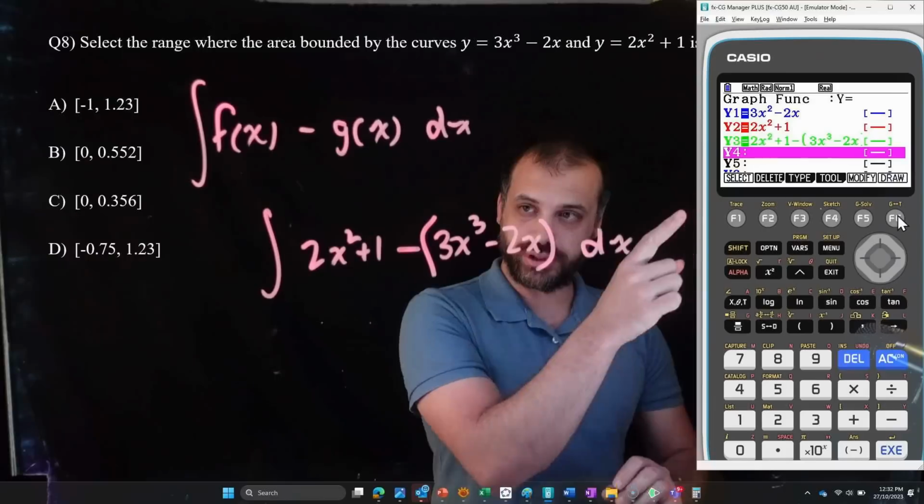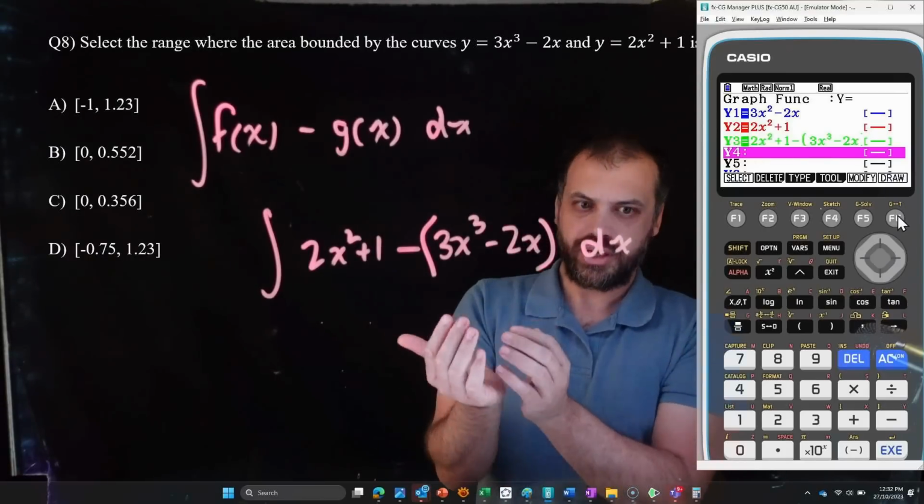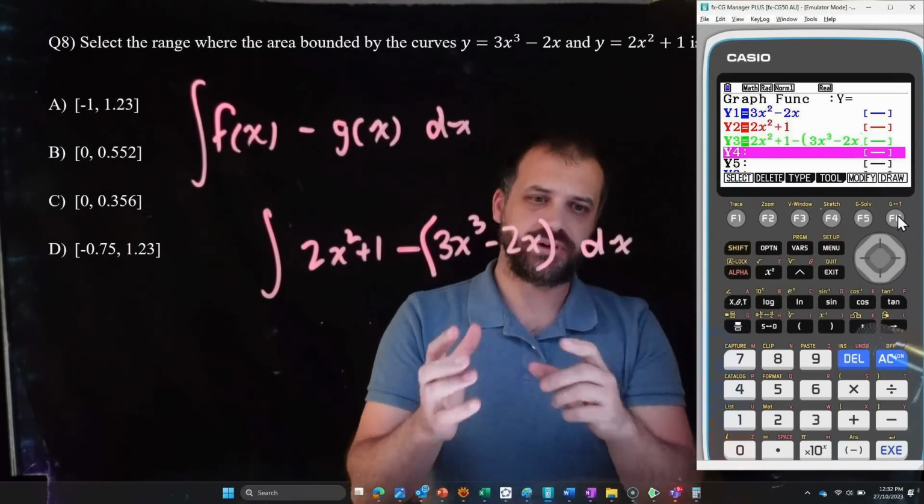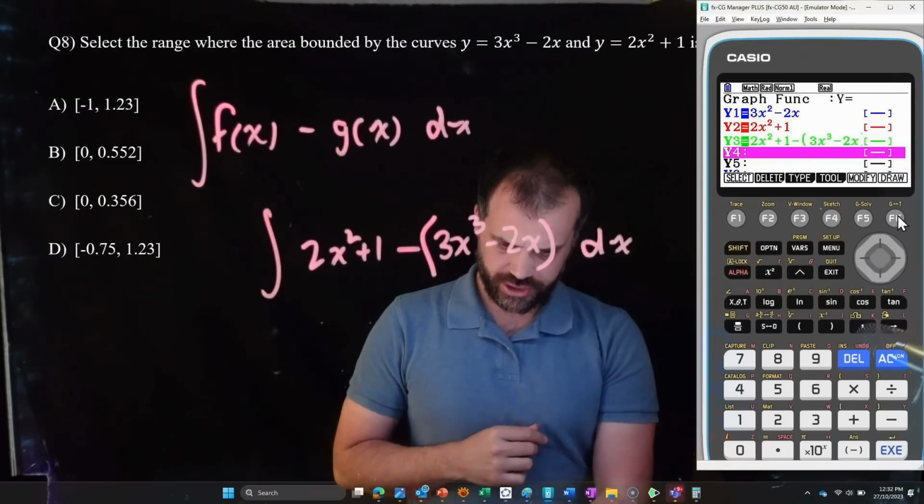Alright, I've typed it all in. Normally you'd simplify it or something, but there's no need. We're just using the calculator, we're doing multiple choice. No need to get rid of brackets or anything. Alright, drawing it.